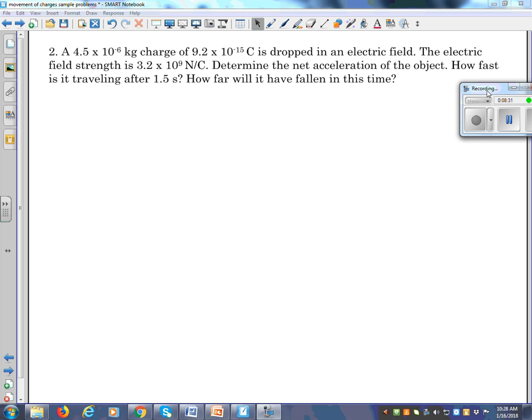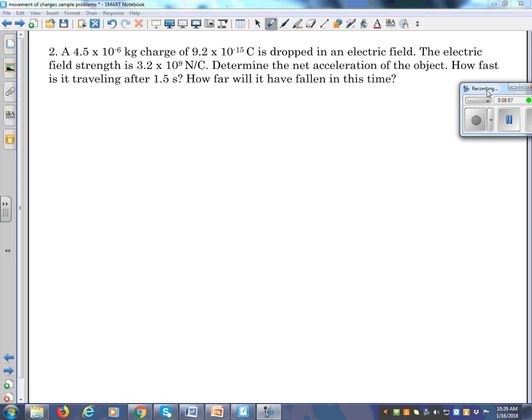A 4.5 times 10 to the minus 6 kilogram object with a charge of 9.2 times 10 to the minus 15 is dropped into an electric field. The electric field strength is that number. Determine the net acceleration. How fast is it traveling after 1.5 seconds? And how far will it have fallen in this time? Well, this is a bit of a review. The second part of it. These are getting bigger and bigger, aren't they?